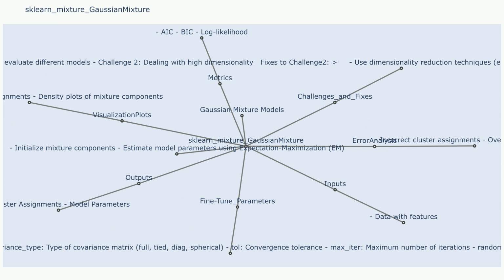Challenge 3: dealing with outliers. Sample use case: outliers can significantly influence the parameter estimates of the Gaussian components, leading to a poor model fit. Fixes to challenge 3. Use robust estimators for the mean and covariance of the Gaussian components. Remove outliers from the data before fitting the model.